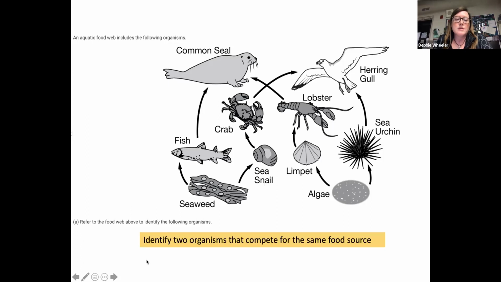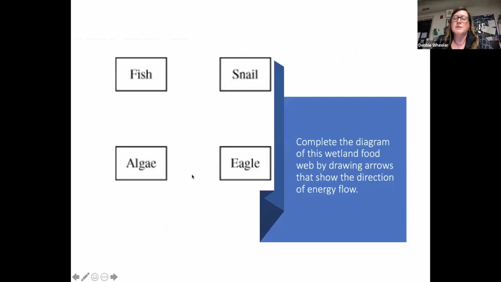So nice. So this was an FRQ from one of the examples that was on our AP Classroom site. All right, let's make sure we know how to complete a food web. This was also a practice FRQ. So complete the diagram of this wetland food web by drawing arrows that show the direction of energy flow. On your paper, if you would write down these 4 squares: fish, algae, snail, and eagle, and then just do your best to connect those arrows.